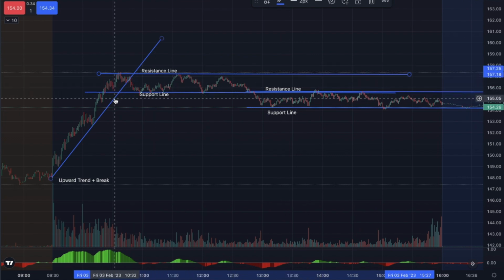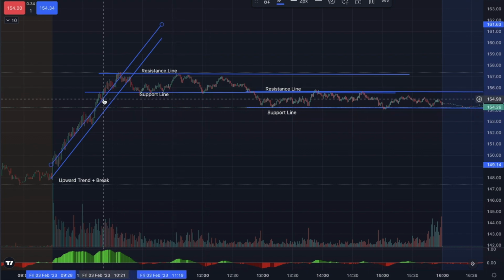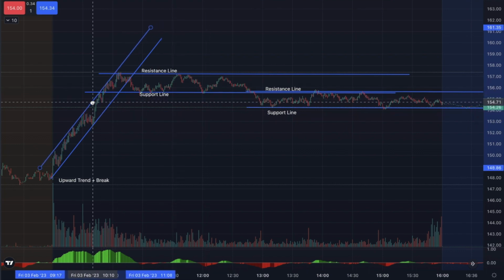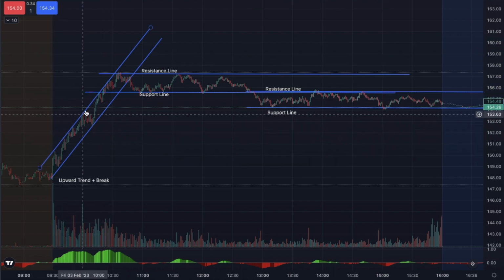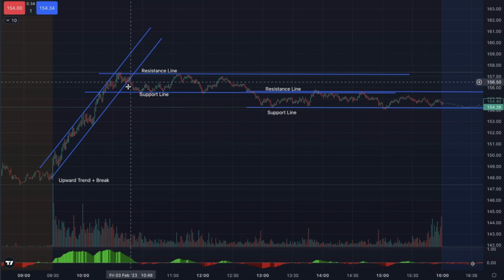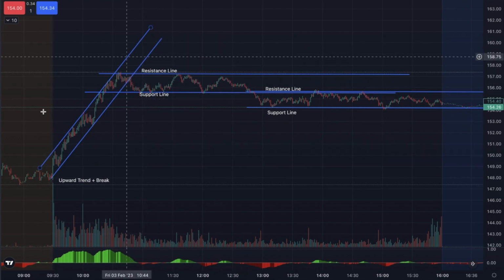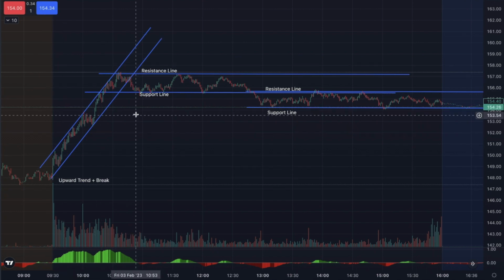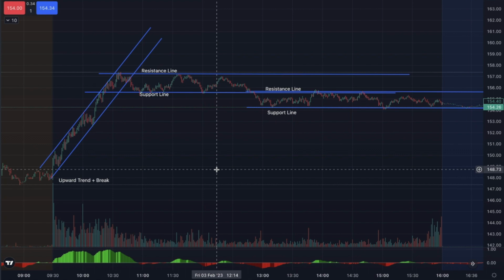So we can make another resistance line right over here for this upward trend. As we can see, it hits right there, there, and here's the breakthrough. So majority of the profits would be made once again right over here in the morning time. Now, it's not always like this. The market doesn't behave the same every single day.